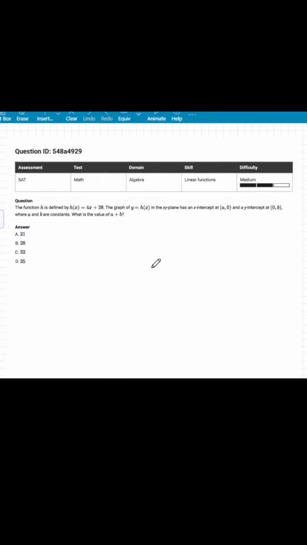So this question is on linear functions. The function h is defined by h of x is equal to 4x plus 28, and the graph of y equal to h of x in the xy plane has an x-intercept of a comma 0 and a y-intercept at 0 comma b, where a and b are constants. What is the value of a plus b? So we are given a function h of x, which is a linear function, 4x plus 28, and the graph of this function intersects the x axis at a comma 0 and the y axis at 0 comma b.